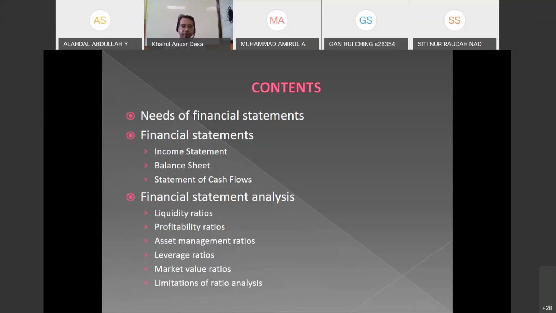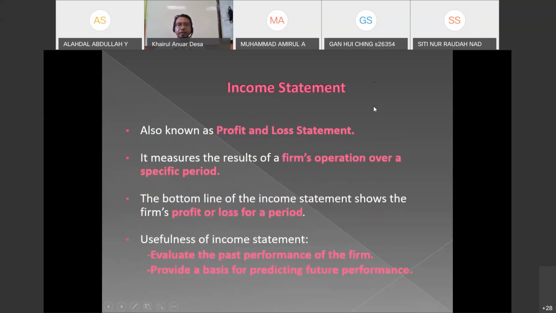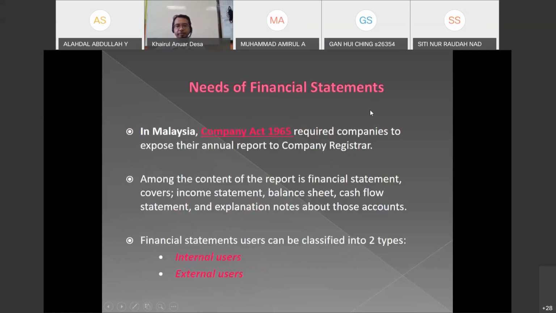How are we going to use the financial statement in doing the analysis: liquidity ratios, the profitability ratios, asset management, leverage, market value, and what is the limitation of the financial ratios when we use the financial statement. Okay, what is the limitation of the financial ratios? All right, are you ready, guys? So number one, why do we need the financial statement?